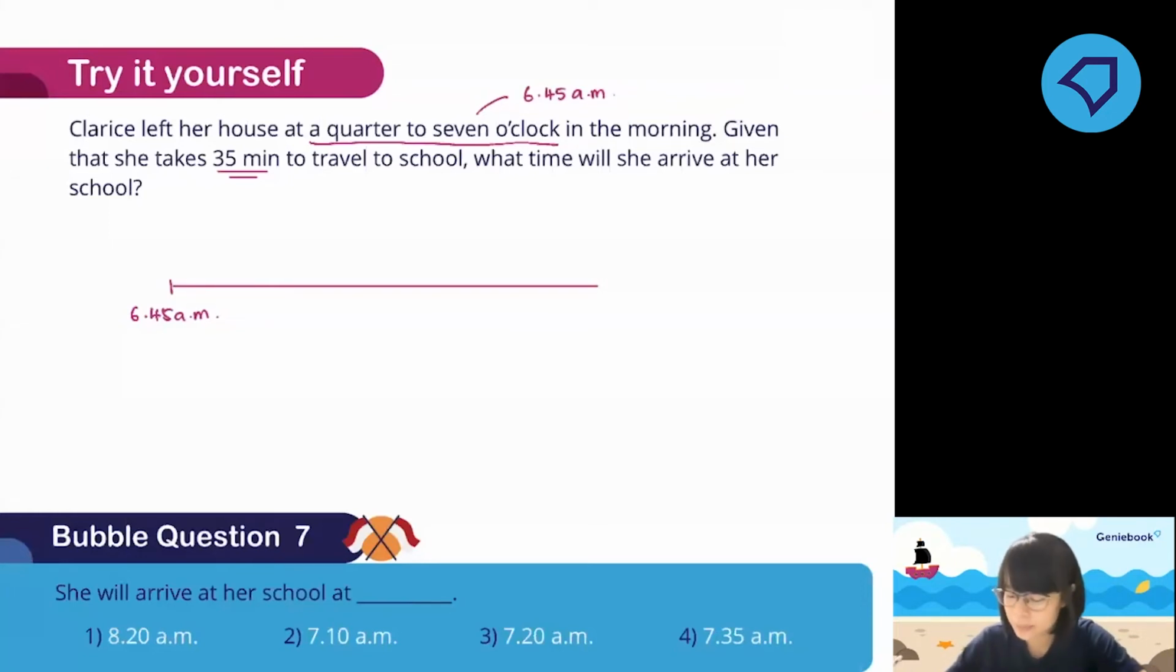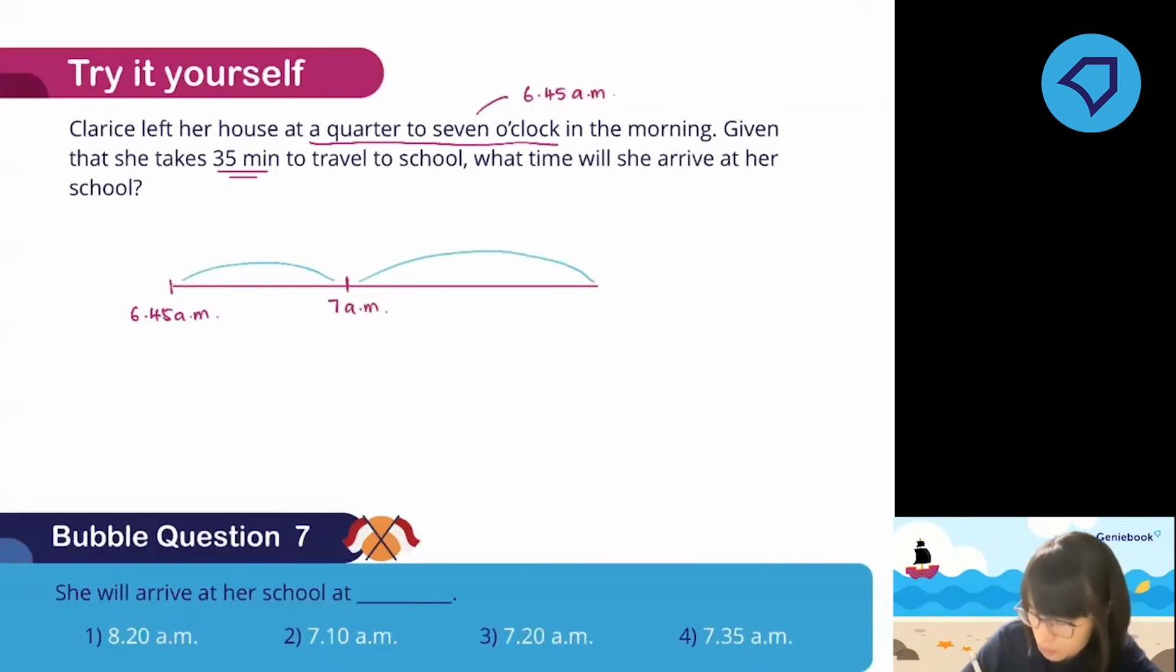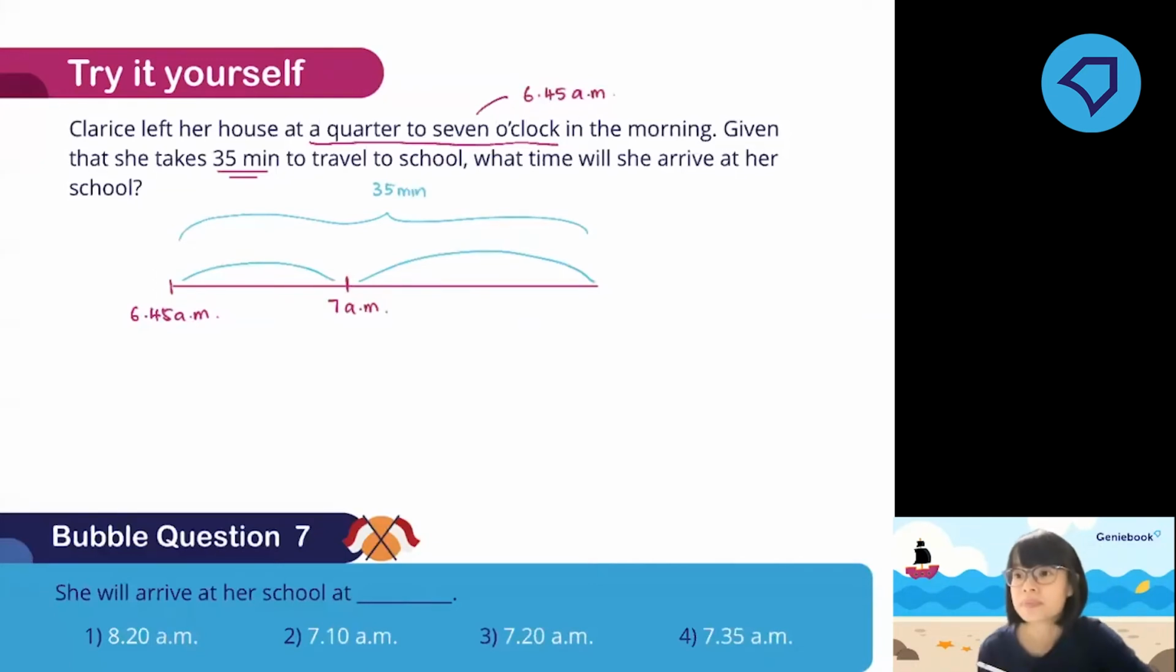For those of you who need a little bit of help, if you notice, when we take 45 plus 35, it's going to be more than 60. So what we are going to do is find the nearest hour first, which is 7 a.m. From 6:45 to 7 a.m., how many minutes would that be? Then how many more minutes does she need to travel, altogether 35 minutes? And then what time will you reach school? 20 more minutes. Thank you very much, Ansi. That is correct.